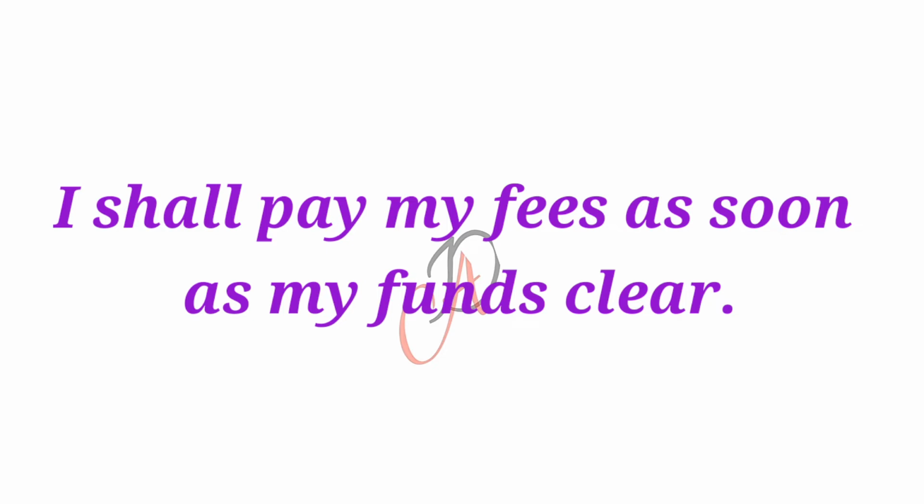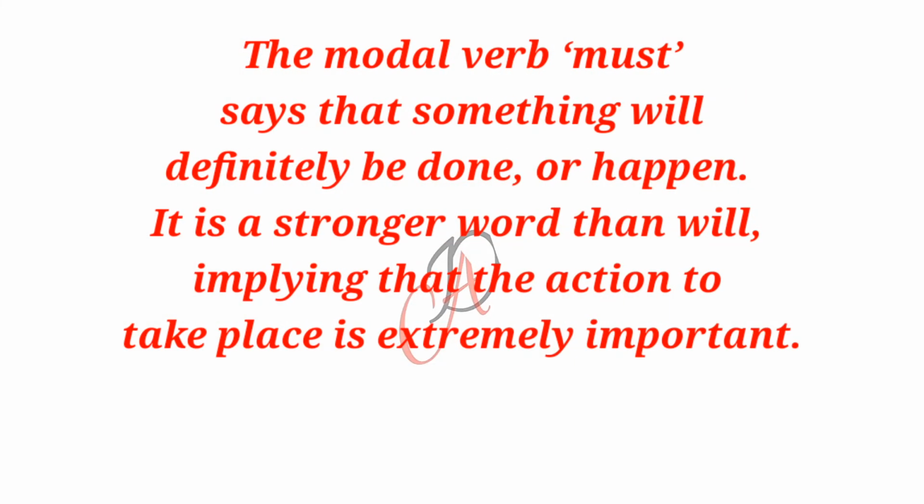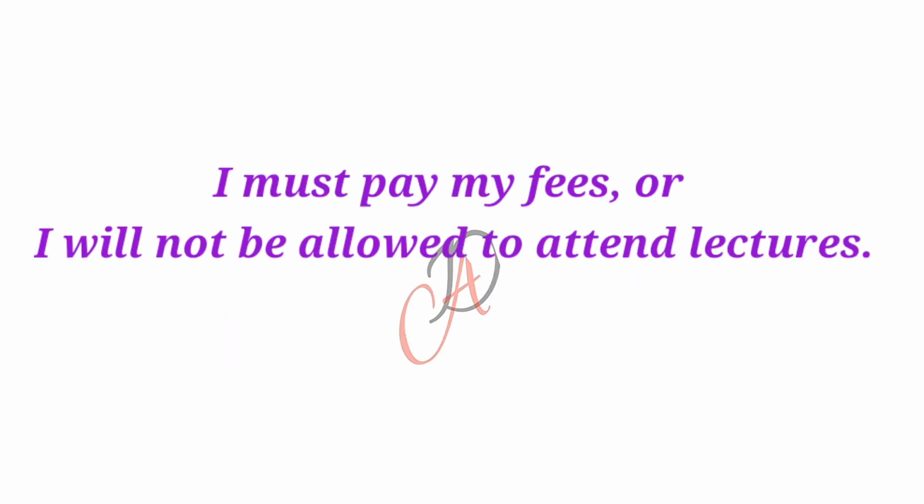Alright, the next type of modal verb is must. The modal verb must says that something will definitely be done or happen. It is a stronger word than will, implying that the action to take place is extremely important. For example, I must pay my fees or I will not be allowed to attend the lectures.